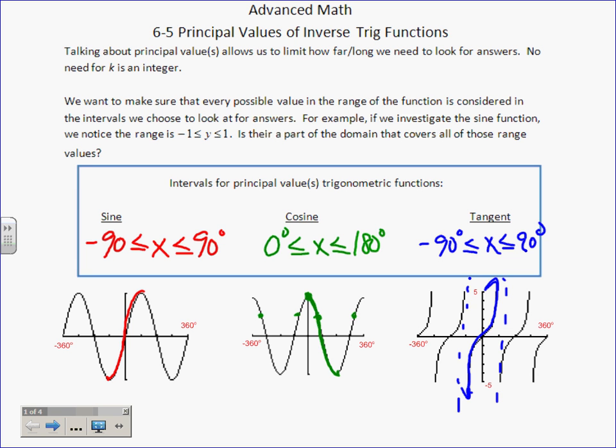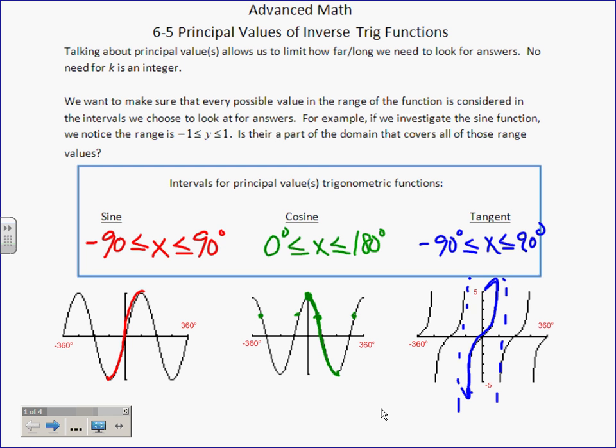to 90. So how some people remember it is cosine's kind of the oddball of the two. Sine and tangent, you notice, are the same. Cosine is 0 to 180. The other two are -90 to 90. So that's where your answers better be.